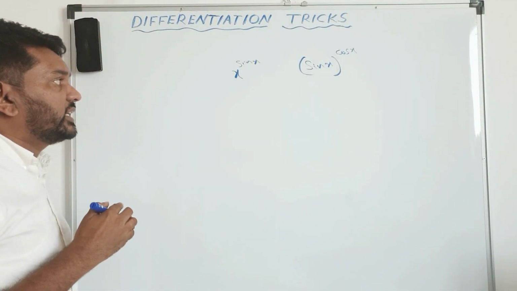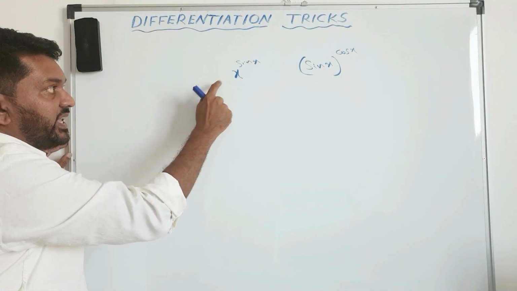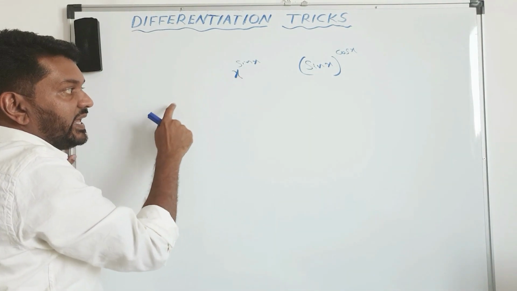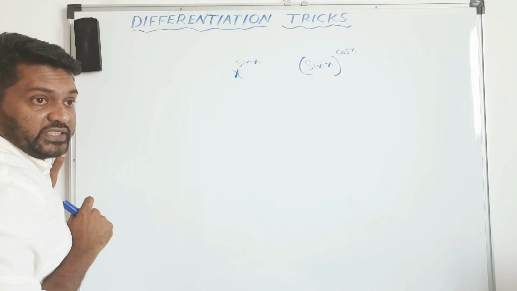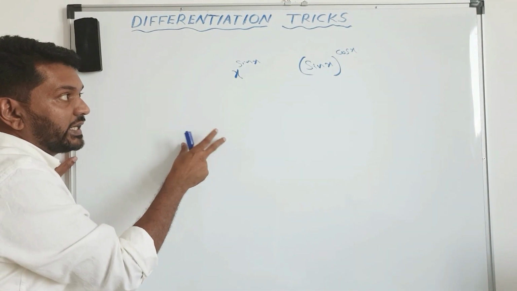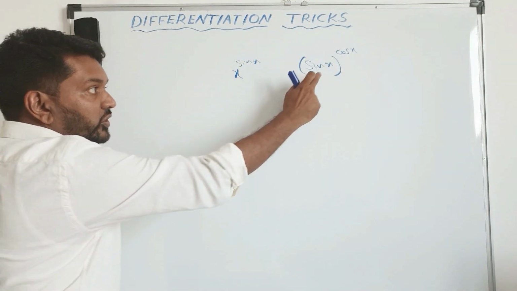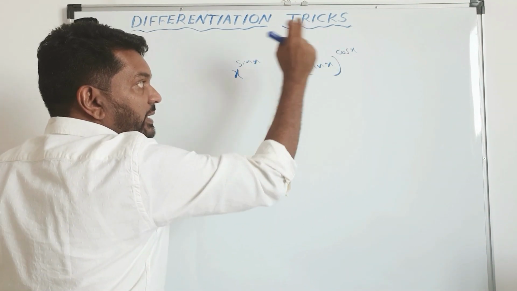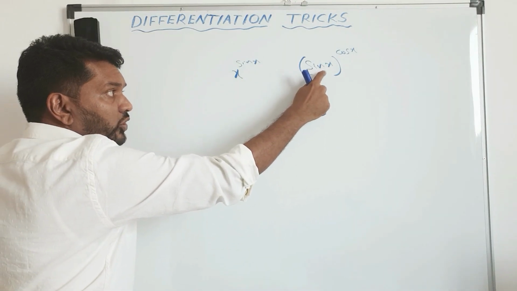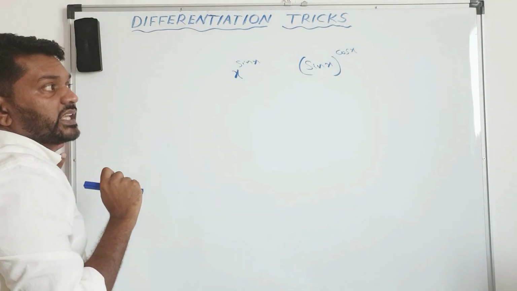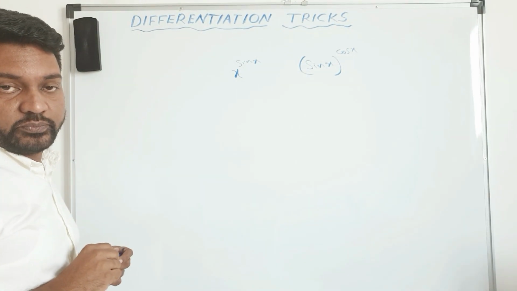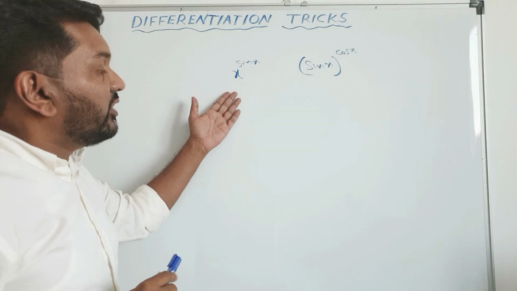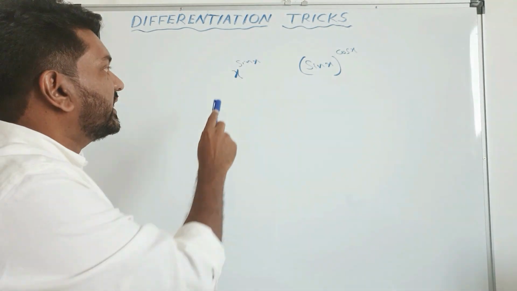How do you normally do this? You take y equals x to the power sin x and then take log on both sides. Then you need to use the product rule with the chain rule. Then finally you have to get dy by dx. Even for this one, a variable to the power variable comes. You need to take y equal to this and then take log on both sides, and you need to use the product rule, and so many processes are involved. How to get this answer very quickly? We are going to see that now.